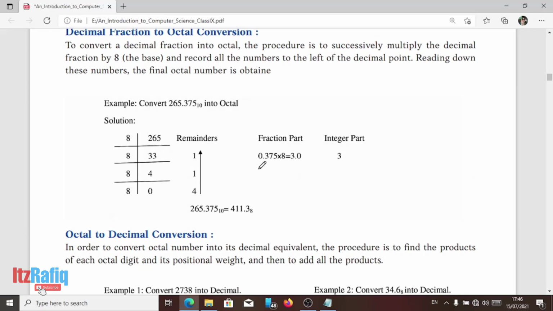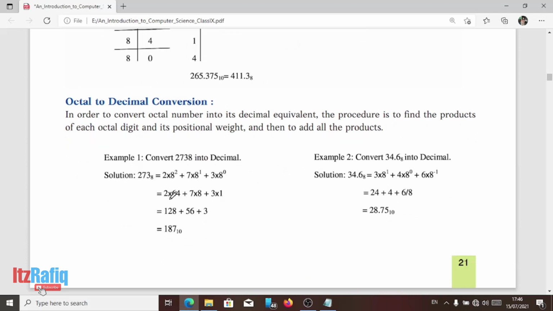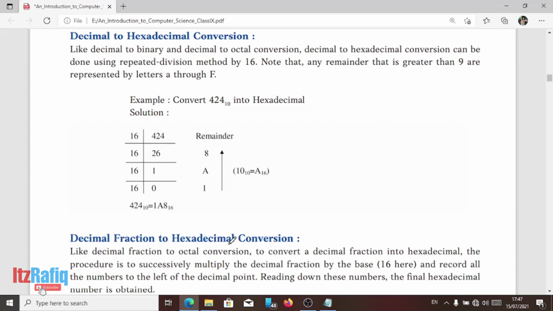In binary we multiply the fractional part by 2. Here we will multiply by 8. And for octal to decimal conversion, we will multiply by 8. As in binary we are multiplying by 2, here we are multiplying by 8. And for hexadecimal also, as in binary we are dividing by 2, in hexa we will divide by 16. In the next video, I am going to explain more about hexadecimal and octal, and how we can convert from one to another.